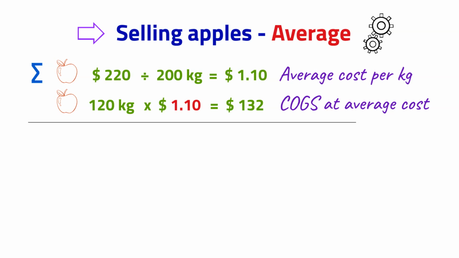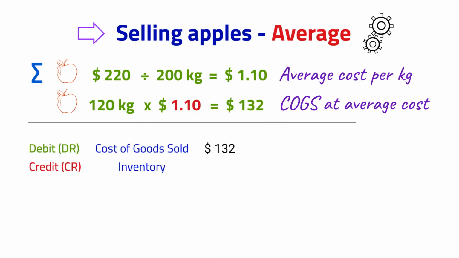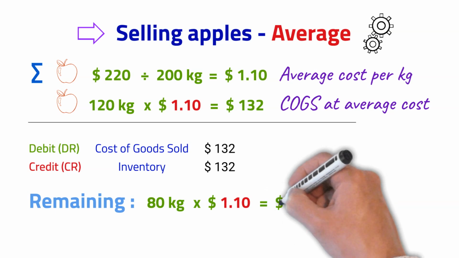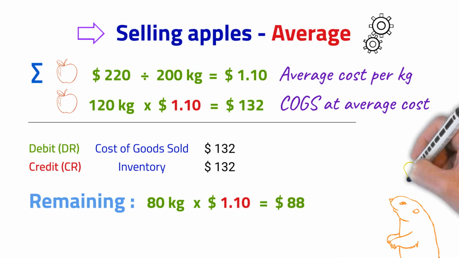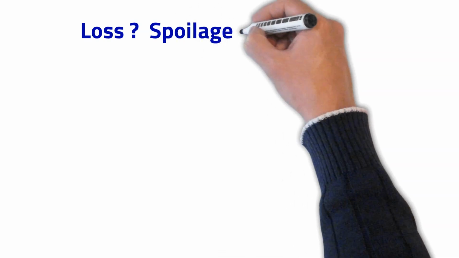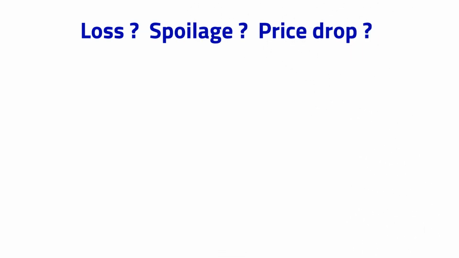Journal entries would be debit cost of sales 132, credit inventory 132, and ending inventory would be 80 kilograms times $1.10 equals $88. When you sell all your inventory, totals will be the same, but different methods distribute the cost differently in time. When you run the business, it is common that some inventory gets lost, spoiled, or the selling prices drop too low and you cannot recover the costs.